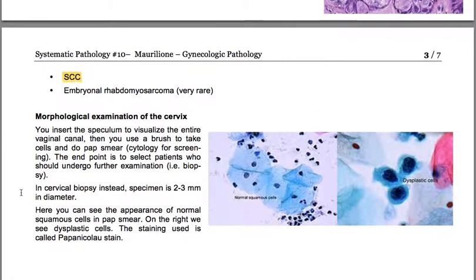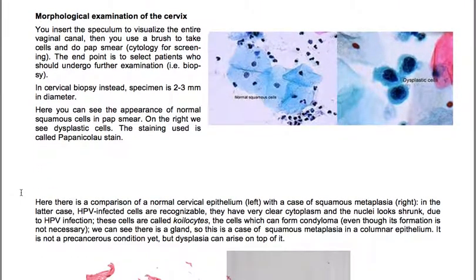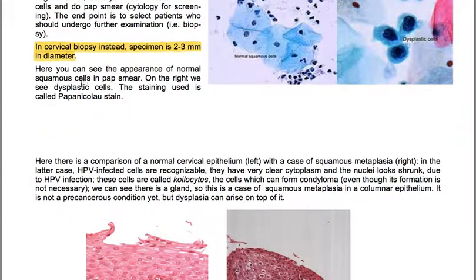Morphological examination of the cervix. Insert the speculum to visualize the entire vaginal canal. Then you use a brush to take cells and do pap smear cytology for screening. The end point is to select patients who should undergo further examination, like biopsy. In cervical biopsy instead, the specimen is 2-3 cm in diameter. The stain used is Papanicolaou stain.